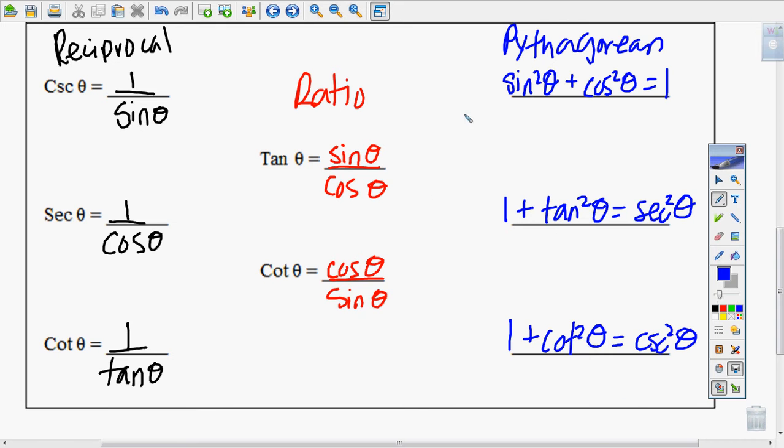Okay, so you're going to keep this paper out so that you can reference back to these identities, and we're going to do some problems.